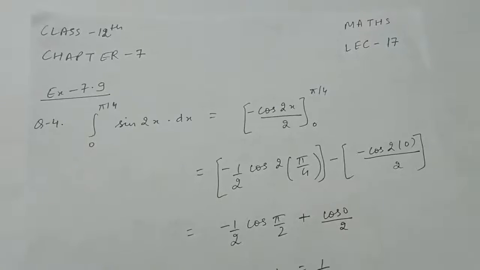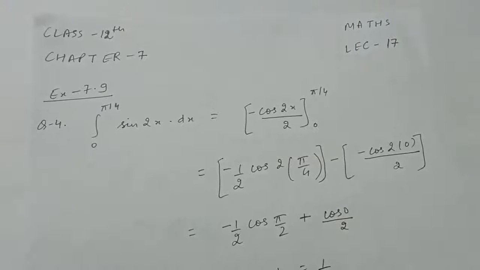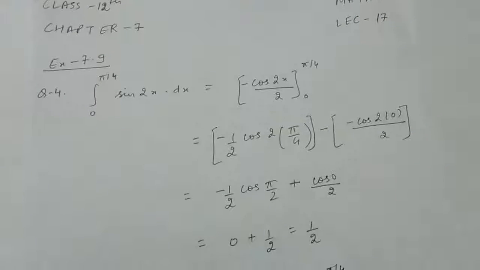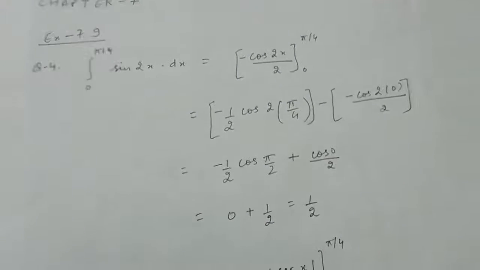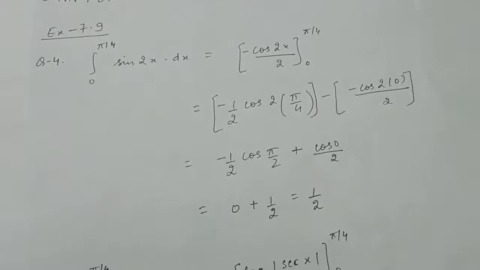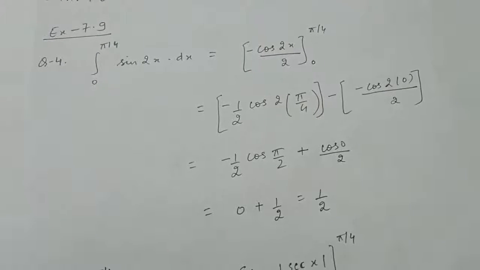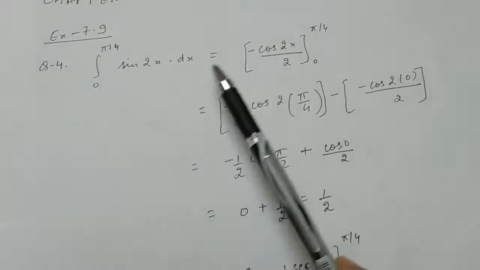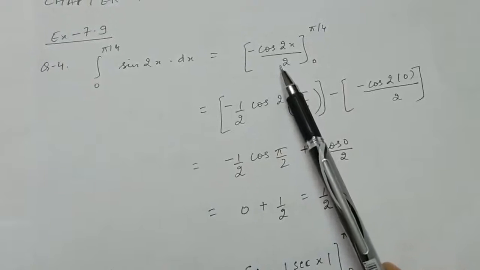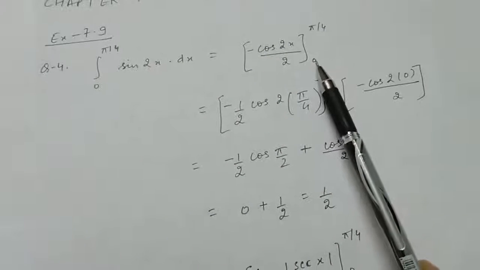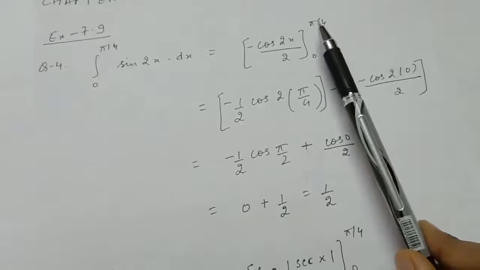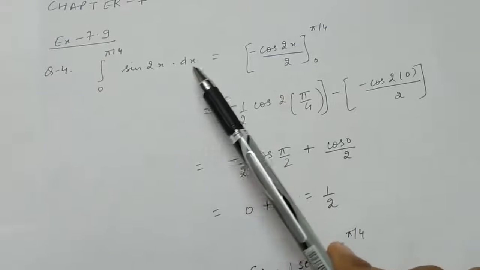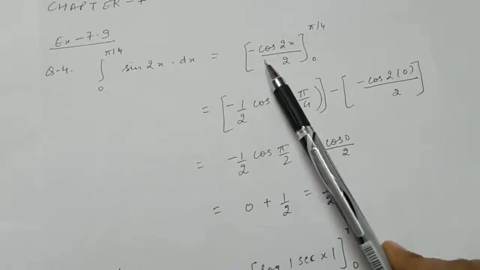Morning students, this is class 12th maths lecture 17th of chapter 7th integrals exercise 7.9. Question number 4 is the integral of sin 2x from 0 to pi by 4. Now you know the integral of sin 2x is minus cos 2x upon 2, right, and the limits are from 0 to pi by 4. Now we have the antiderivative of this function. So put the limits to get the answer.